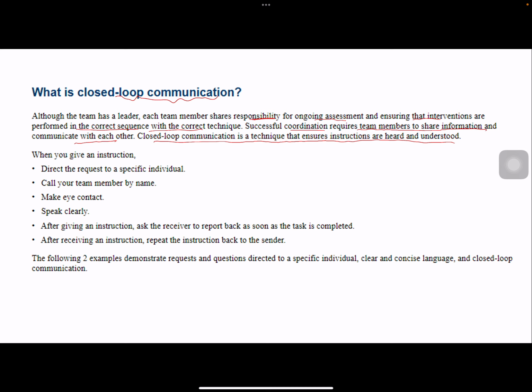So when you give an instruction, direct the request to a specific individual. For example, James, can you just check the saturation or anything? So call your team member by name. So you need to know the names first. And you have to make eye contact. This is very important for communication. And speak clearly, speak loud. So after giving an instruction, ask the receiver to report back as soon as the task is completed.